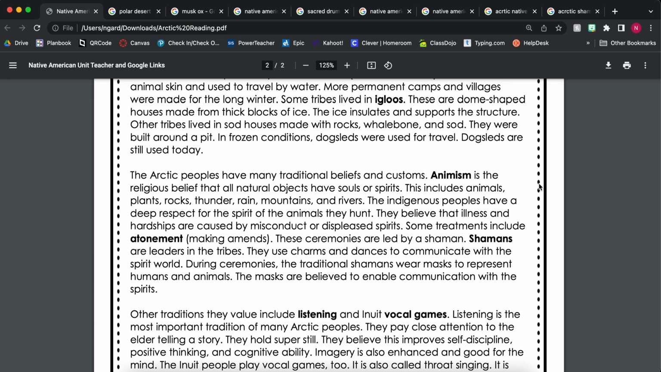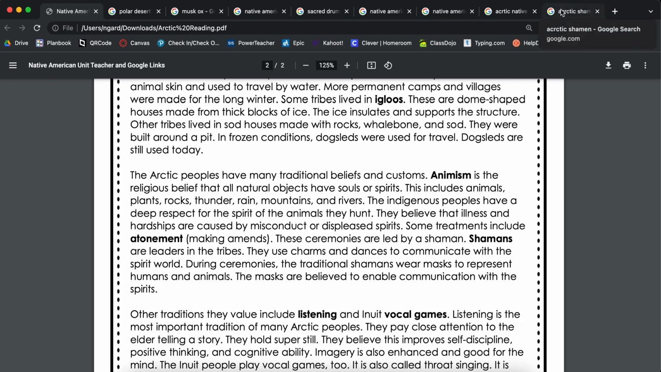They also believed that illnesses and hardships were caused by misconduct or displeased spirits, meaning that if something bad happened to them, they feel like it's because they didn't do something correctly, or there was a spirit of one of those things we were talking about, like an animal, a plant, a rock, something in nature that was not happy with them or displeased. So some treatments included atonement. Atonement just means to say you're sorry. So if they feel like the reason that they're ill is because they weren't treating some of the animals with respect, then they would go and make amends, or they would say sorry and hope that would help them to feel better. A lot of these ceremonies were led by shaman.